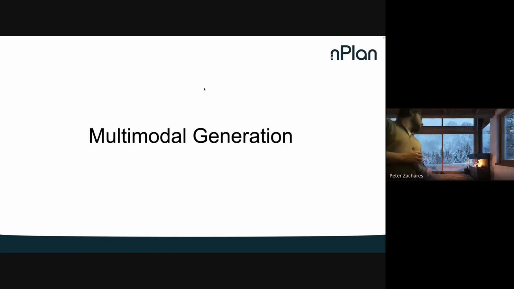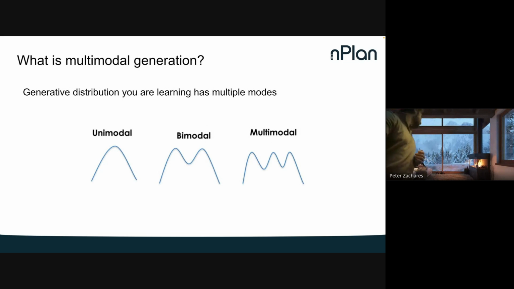There we go. So the part of the paper that I wanted to focus on is this idea of multimodal generation, because that's a lot of what we had to focus on to get a method that was performant. But first, what is multimodal generation?